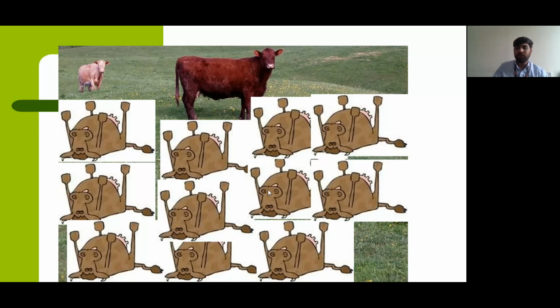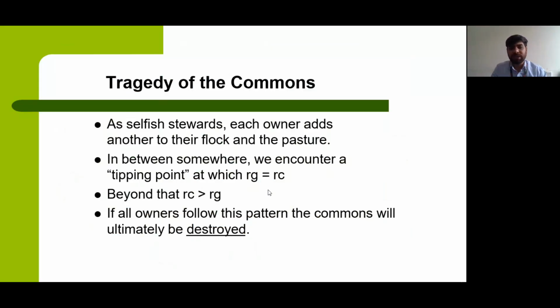The consumption will be more than the rate of generation. This leads to risk as well as loss of profit, because milk production will be reduced if they cannot graze that field. As selfish stewards, each owner adds another animal to their flock and the pasture. Somewhere in between, we encounter a tipping point where the rate of generation and the rate of consumption are equal. But if the rate of consumption is greater than the rate of generation, this leads to unsustainability; the resources will not be sustainable. If all owners follow this pattern, the commons will ultimately be destroyed. This is the tragedy of the commons.